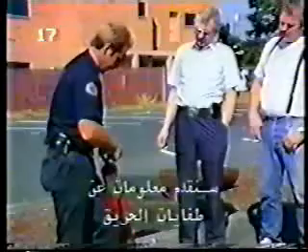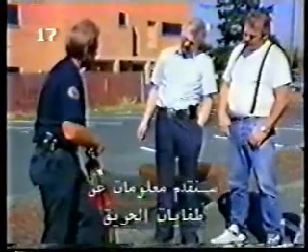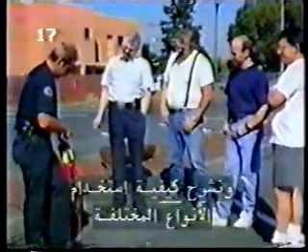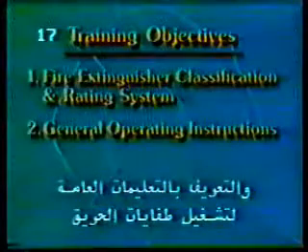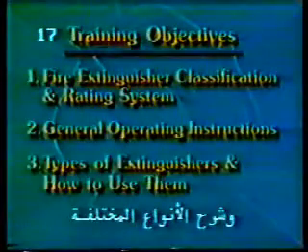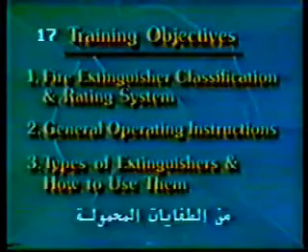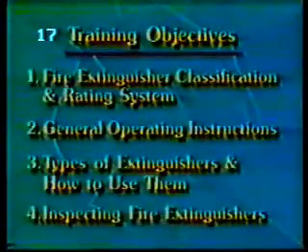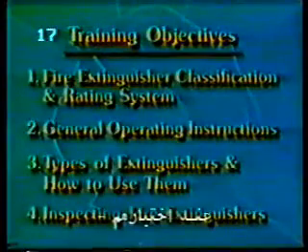The training objectives are to present the classification and rating system used for extinguishers, to show the general operating instructions for portable extinguishers, to describe different types of handhelds and demonstrate how to use each type, and to show a firefighter's responsibilities when inspecting portable fire extinguishers. To be able to recognize if you have the correct extinguisher for a fire, you need to know the classification and rating system used to identify fire extinguishers.